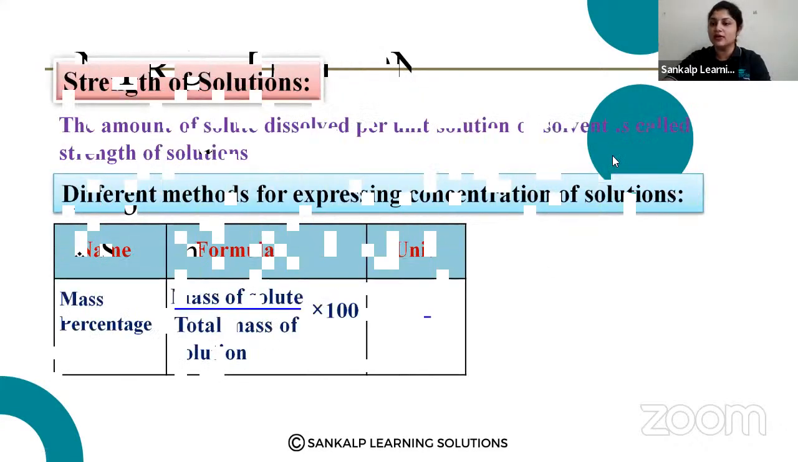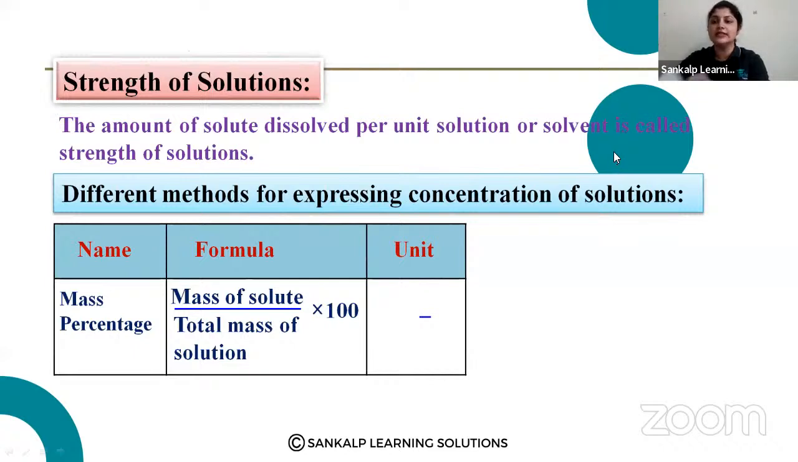So we'll go directly from the theoretical point of view for the strength of solutions. Okay. Now, what do you mean by strength of solutions? Strength meaning you're determining its concentration. Okay, you're determining the concentration of the solution. So whenever you are expressing the strength, it is called as concentration of solution. So what do you mean by concentration or strength of the solution?